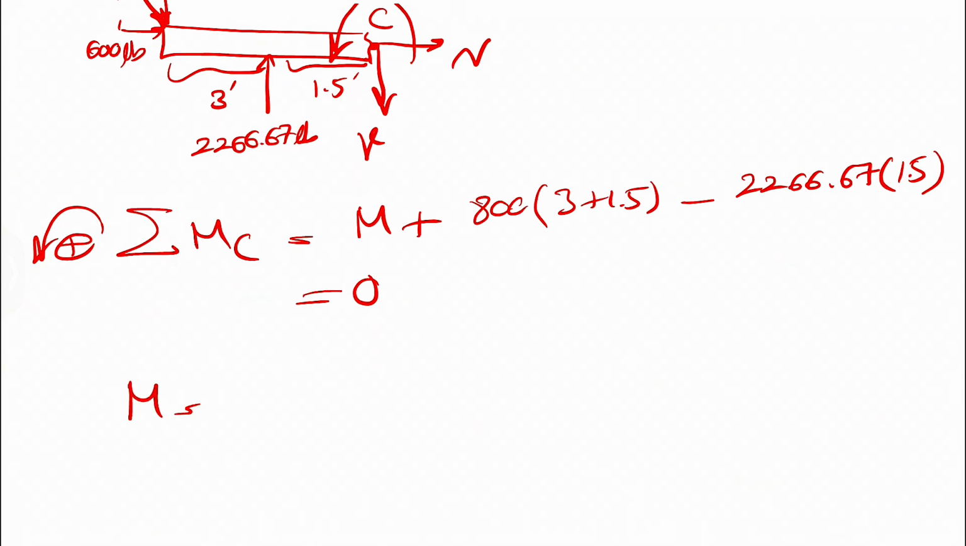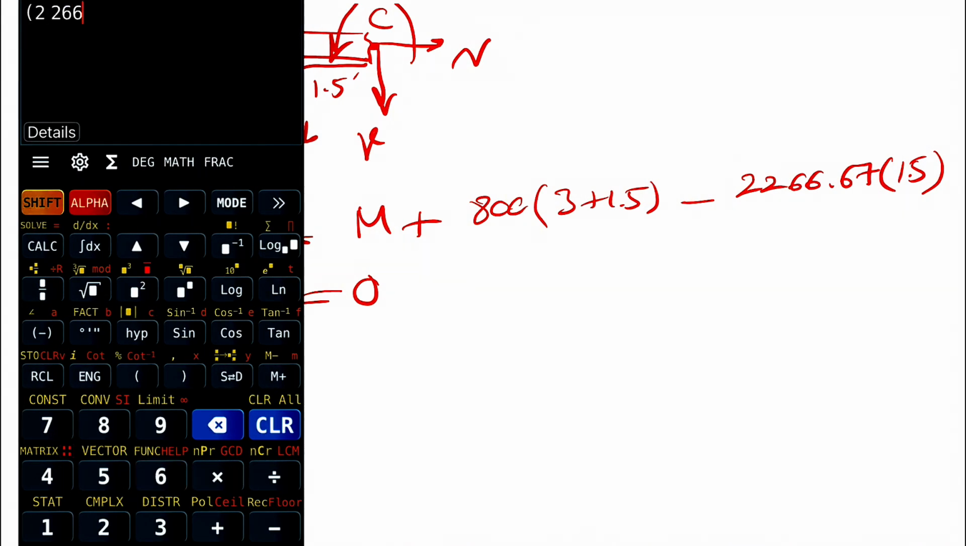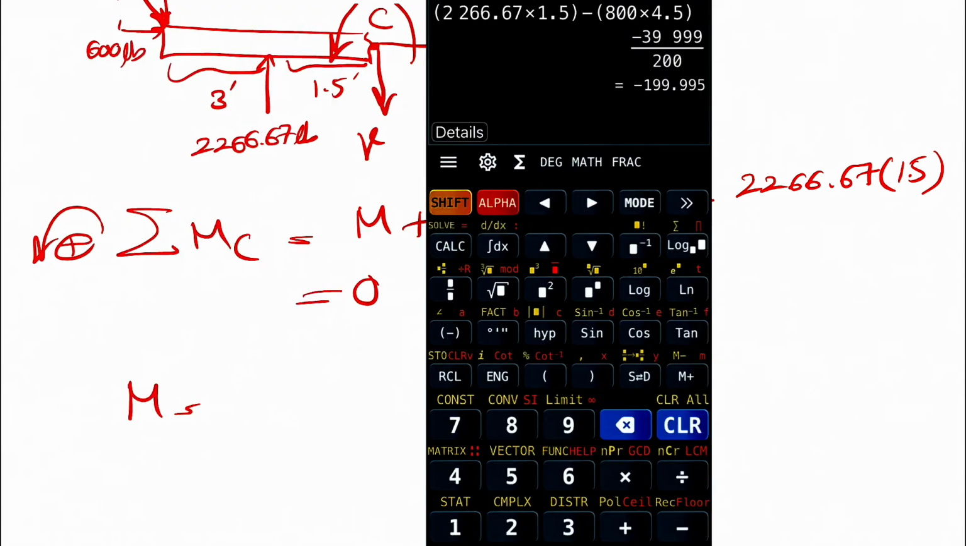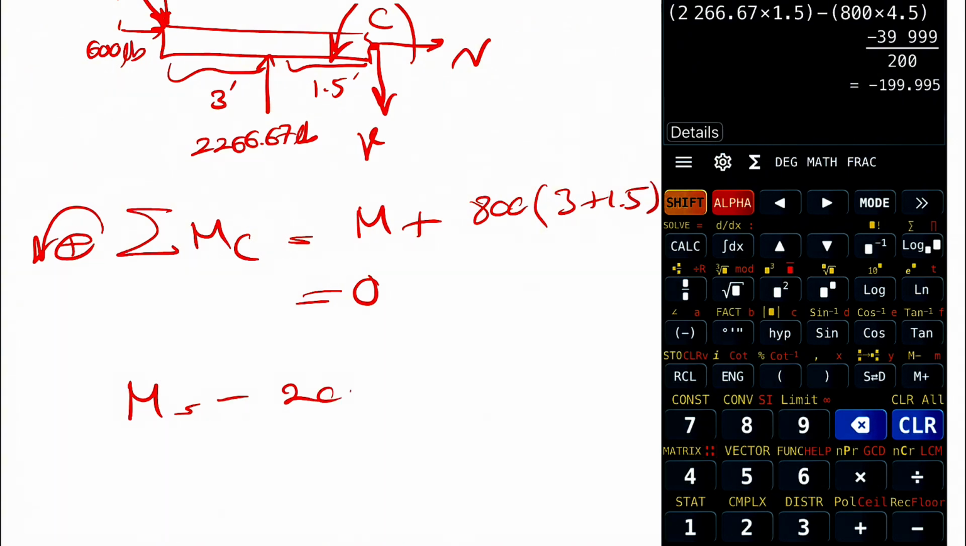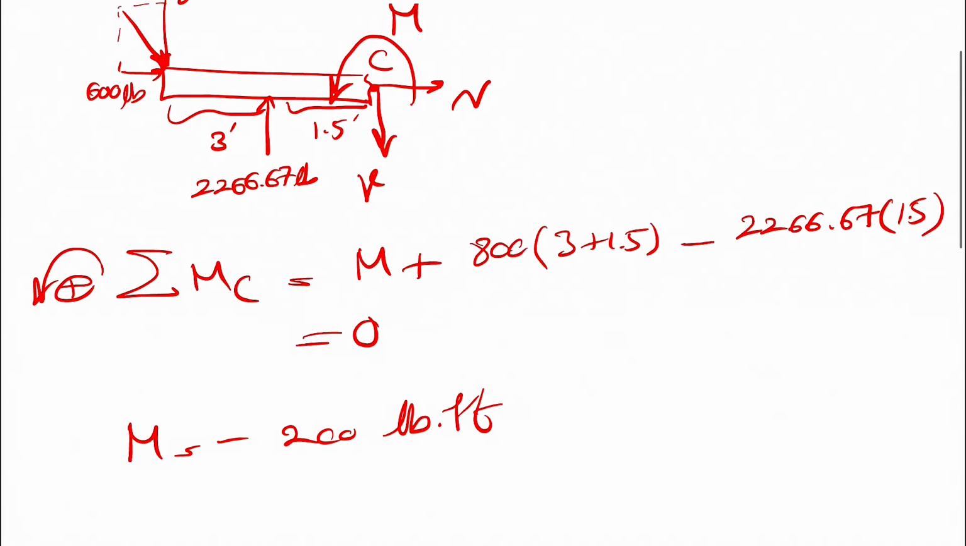So we should be able to find the bending moment, which is going to be 2266.67 times 1.5 minus 800 times 4.5, that's going to be minus 200 pound-foot. The negative sign shows that the bending moment is actually clockwise.